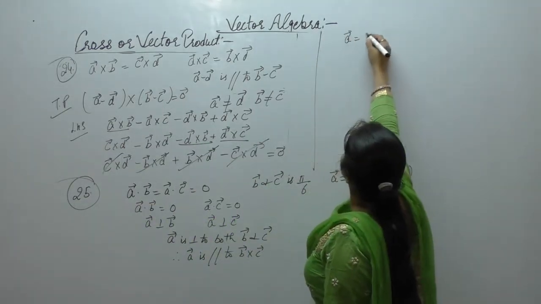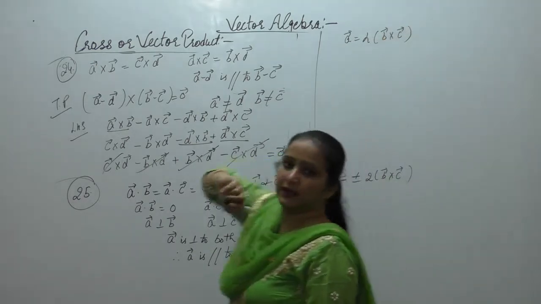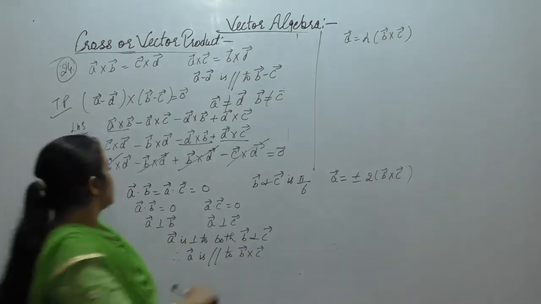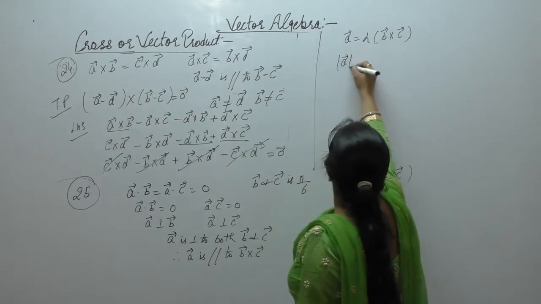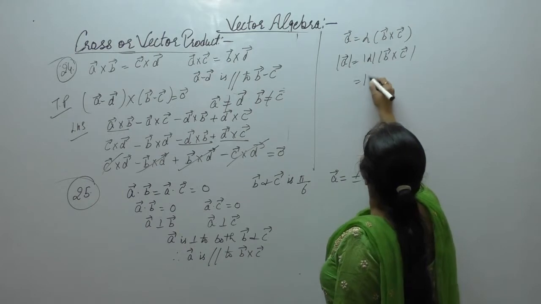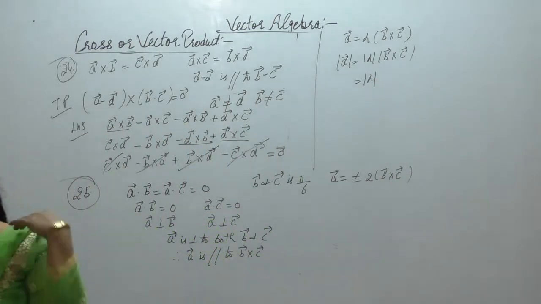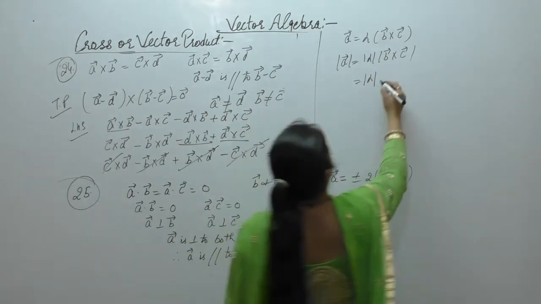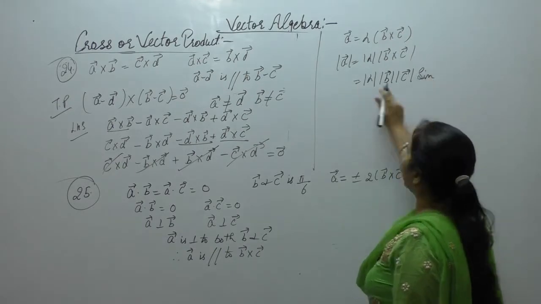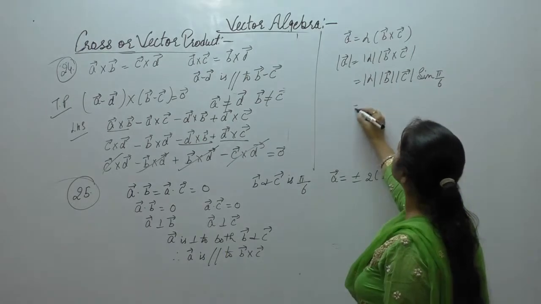Let A vector be equal to lambda B vector cross C vector. So the magnitude of A vector is the magnitude of lambda times the magnitude of B cross C. What is the formula for the cross product of two vectors? That is equal to the magnitude of B, magnitude of C, sine theta. The angle between B and C is given as pi by 6.